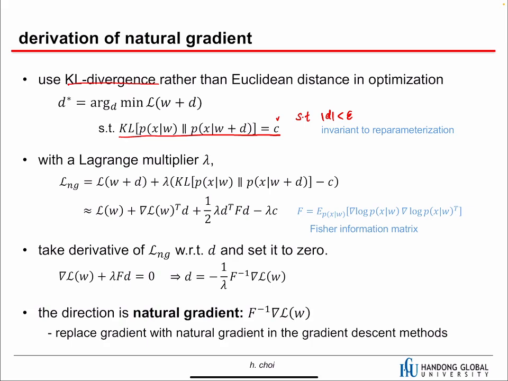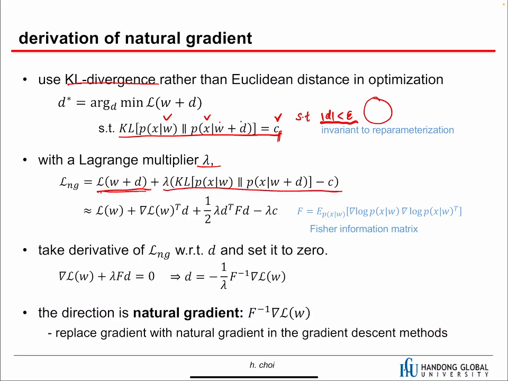So when we update the parameter from W to W plus d, then we check the likelihood, and these two likelihoods should be close to each other. So KL divergence should equal c. In this case, d should be within this boundary, within this ball. When we update the parameter W with d, the change of this likelihood should be a constant. And then, as you know, we can use a Lagrange multiplier, lambda. This one is what we want to minimize, and this one is the constraint with the Lagrange multiplier.